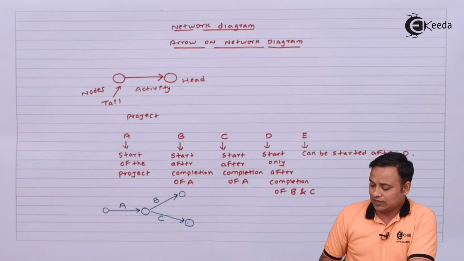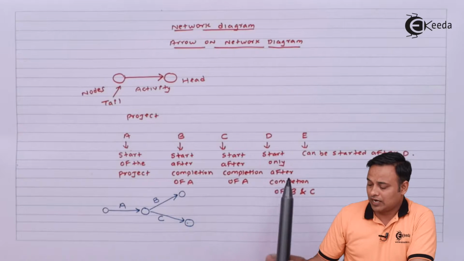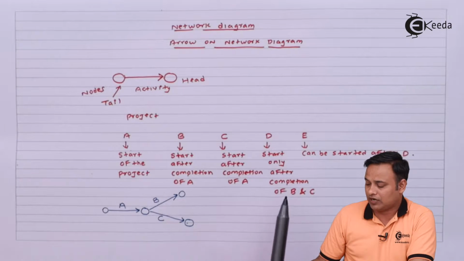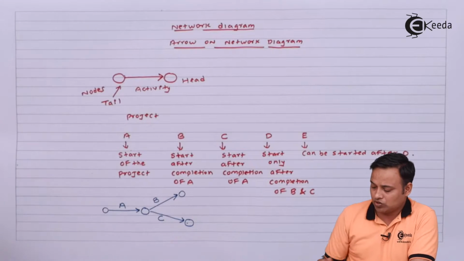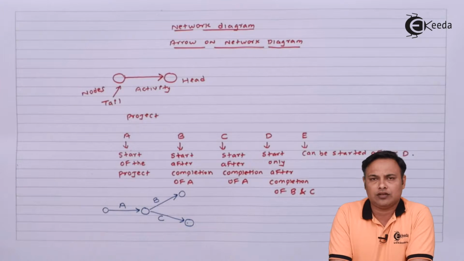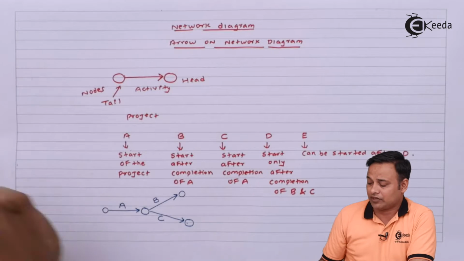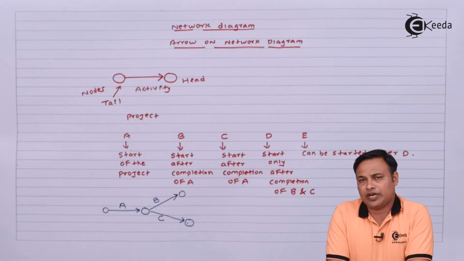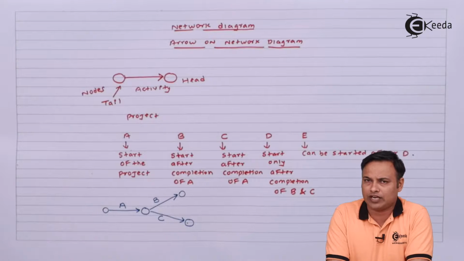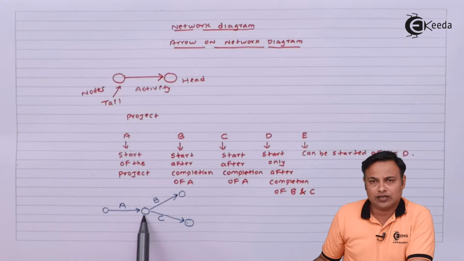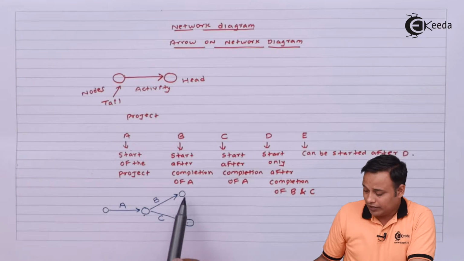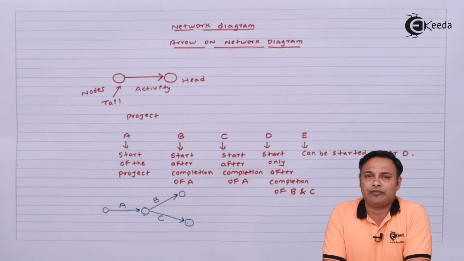Now the question says you can start D only after completion of B and C. Now I need to join B and C, from where I can start D. I want to start D, and to start D I need to join B and C, but because B and C have the same tail, they cannot have the same head.